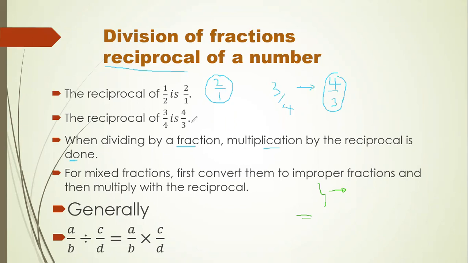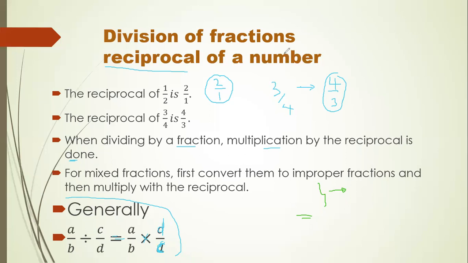It also depends on how the fraction is arranged. If the fraction is arranged like this, in this general way, we just get the reciprocal of the second fraction and we multiply with it. Remember, the second fraction is C out of D. We now take the reciprocal of this, which is D out of C. So we multiply with the reciprocal, which is D out of C, like this.